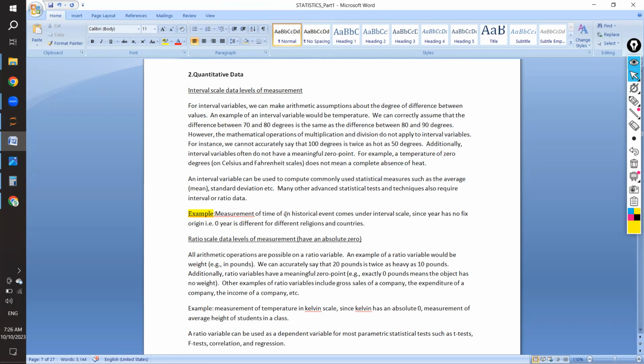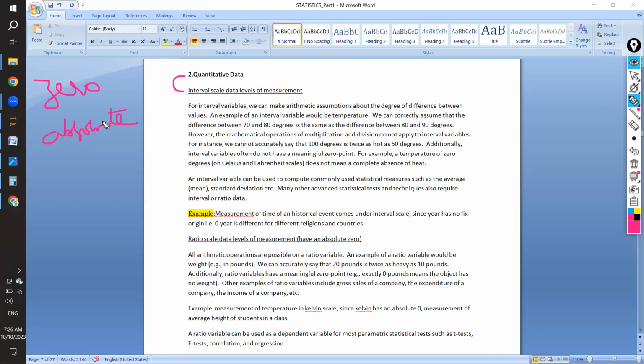Measurement of time for historical events undergoes the interval scale, since it has no fixed 0 year; it is different for different religious calendars. You can understand from here also: in an interval quantitative scale, whatever 0 you are taking is not an absolute 0. It's just a representation.